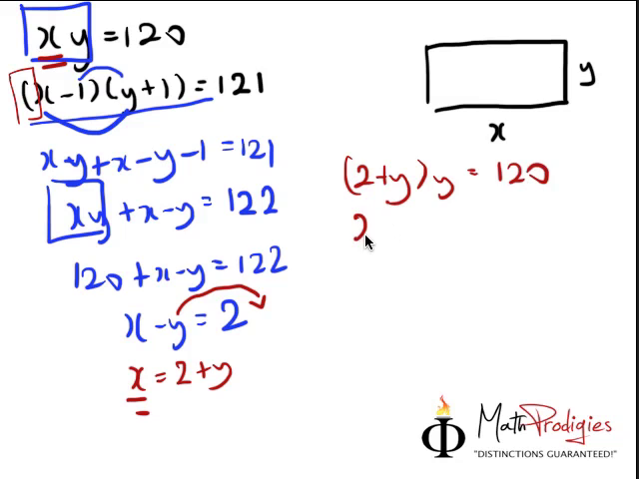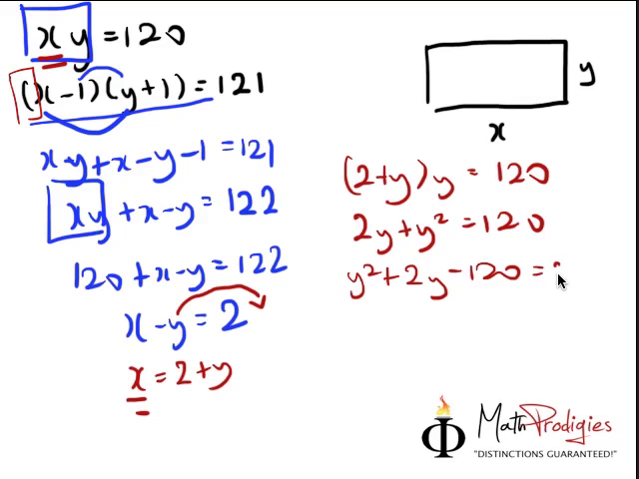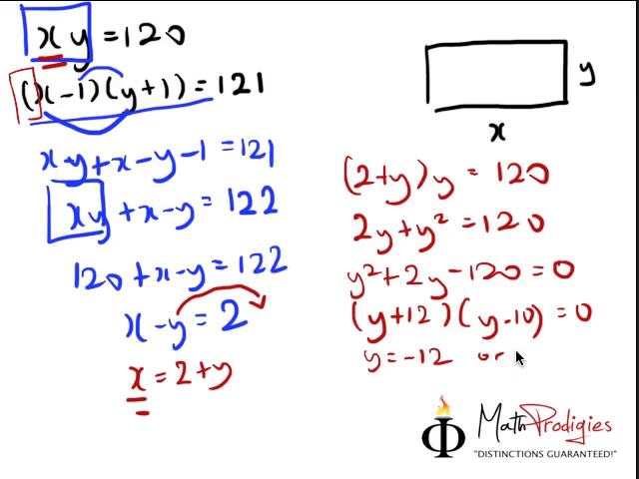So I open this up, and I get 2y plus y squared equals 120. Are we stuck? No, we are not. We can form a quadratic equation. So we get y squared plus 2y minus 120 equals 0. Now this is the part where I know you guys haven't learned yet as well. It's equals to y plus something and y minus something equals 0. In this case, it's going to be y plus 12, y minus 10, because 12 times 10 gives you 120, and 12 minus 10 gives you 2. So you get y equals negative 12, or y equals 10.